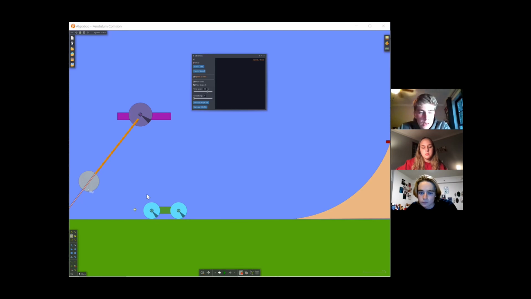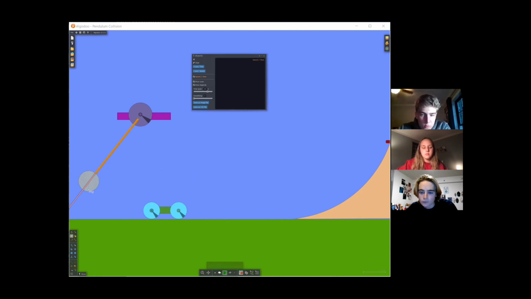When it collides, the pendulum, or I guess more the ball that swings with the pendulum, will transfer a lot of its kinetic energy into the car, but not all of it. So this is an inelastic collision because kinetic energy is not going to be conserved, but momentum will be conserved.